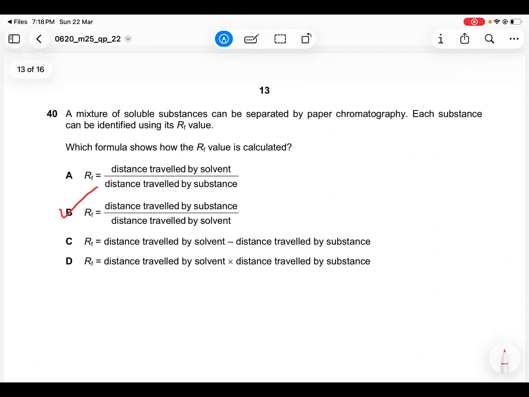A mixture of soluble substances can be separated by paper chromatography. Each substance can be identified using its Rf value. Which formula shows how the Rf value is calculated? We have a simple formula to calculate Rf value, that is distance travelled by the solute or the sample or the substance upon distance travelled by the solvent. So B is the only correct formula here.